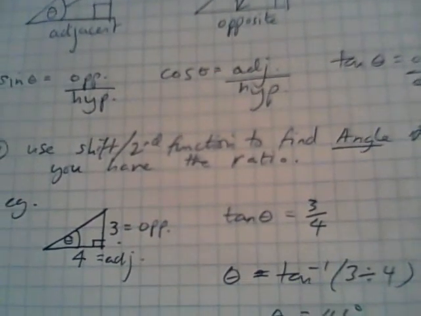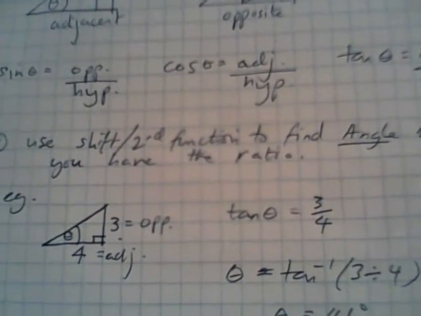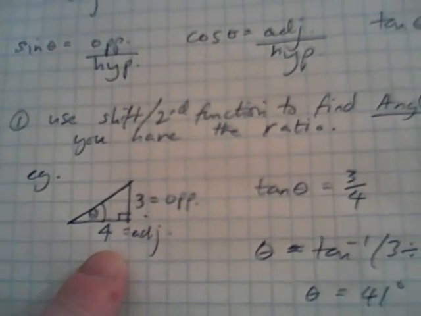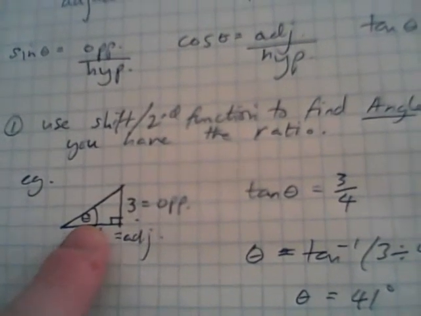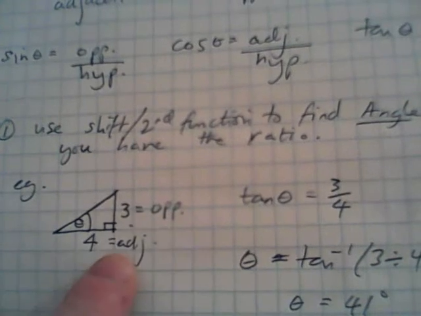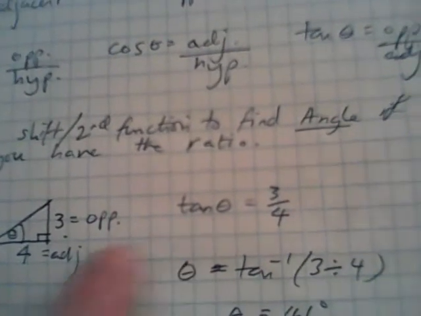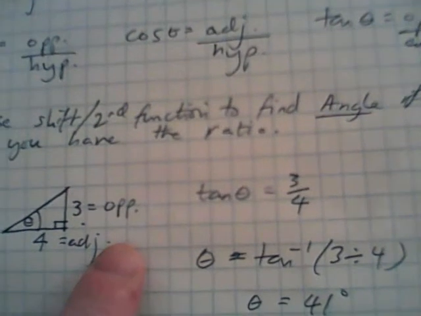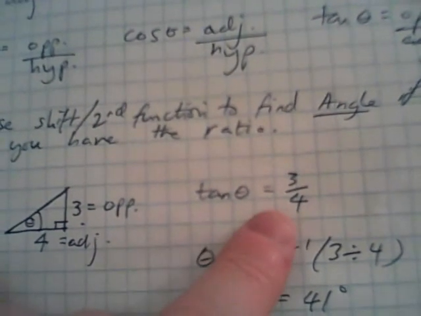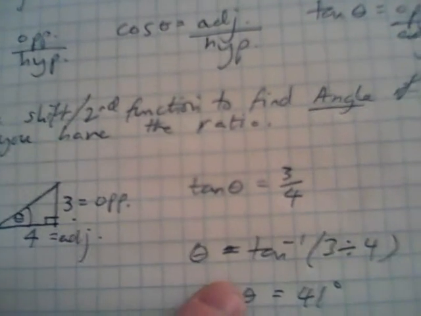Let's first review an example of finding an angle. This uses the second function or the shift button on your calculator. Here I've looked at the triangle. First things first, I identify that in relation to the angle, I have the opposite and the adjacent. That means I must be using tan. So I write out my ratio first: tan of the angle is opposite over adjacent, 3/4.